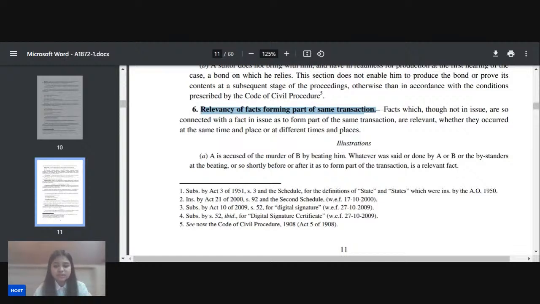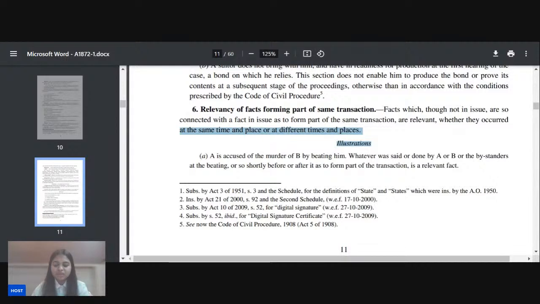Now, res gestae is a very, very important provision when you see the Evidence Act. Section 6 is res gestae, facts forming part of same transaction. Now, those facts, though not in issue, are so connected with a fact in issue as to form part of the same transaction, are relevant, whether they occurred at the same time and place or at different times and places. This is what the section says, right?